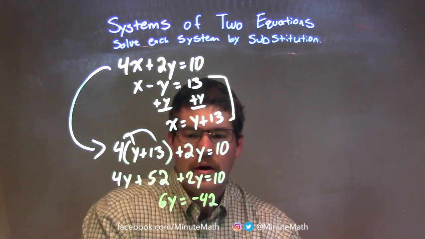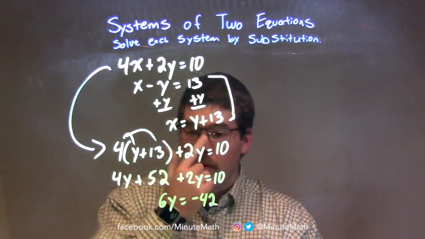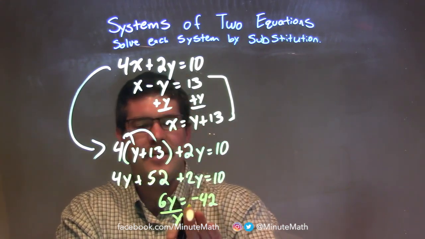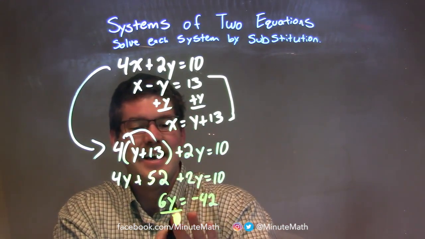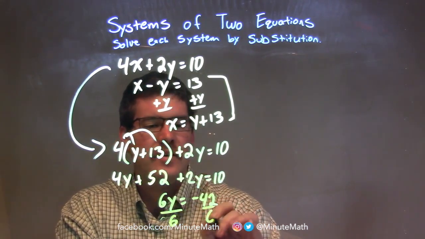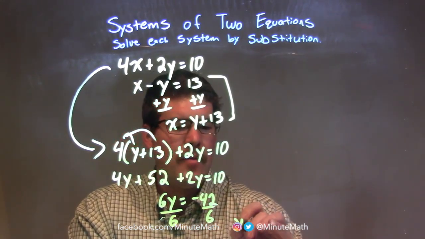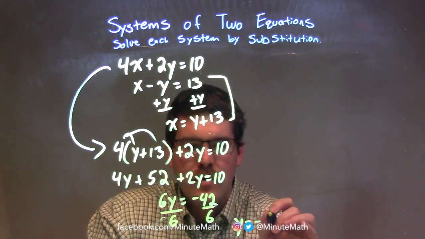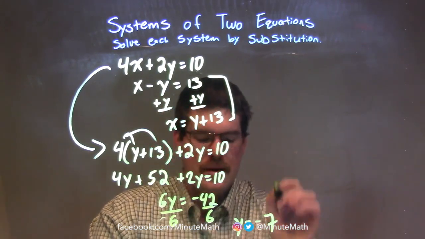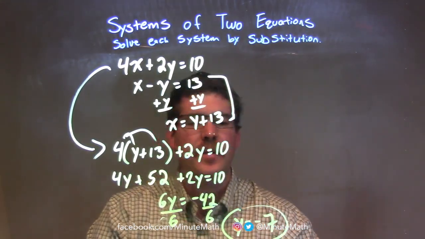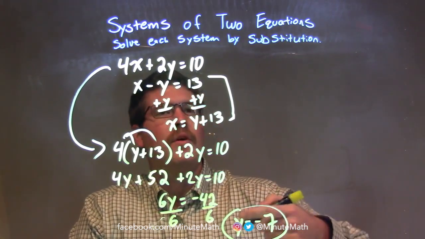Okay? All right. Now, from here, we want to get y by itself, so I'm going to divide 6 on both sides here. Divided by 6 on both sides, giving me y by itself, which is a negative, well, 6 goes into 42, 7 times. So we have a negative 7 right there. So we have y equals negative 7.